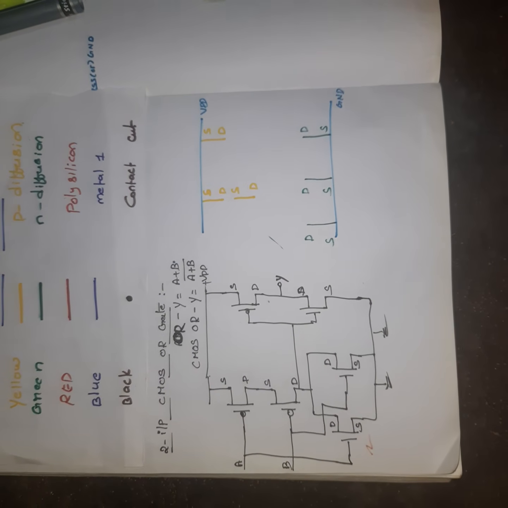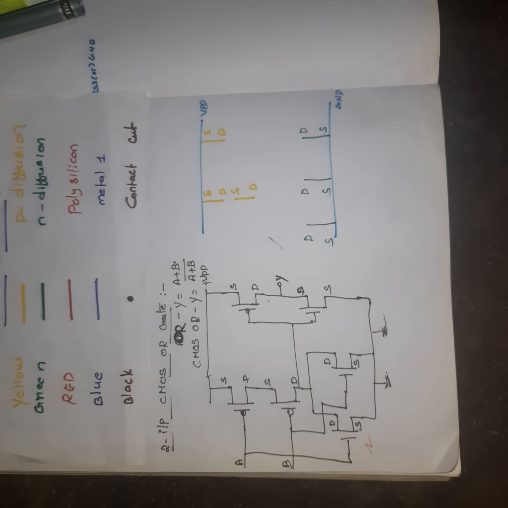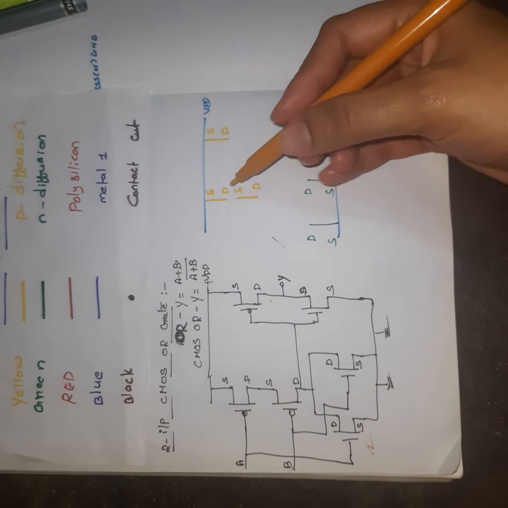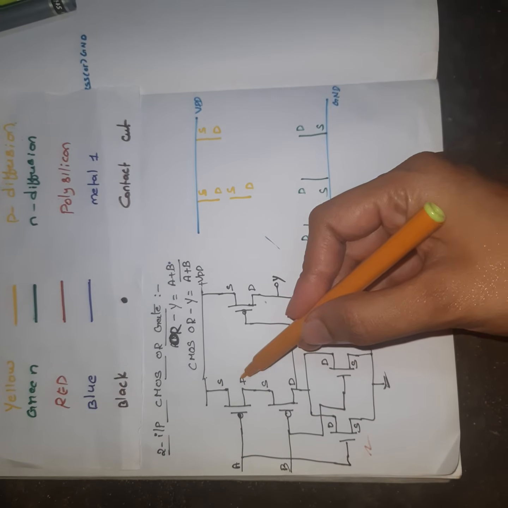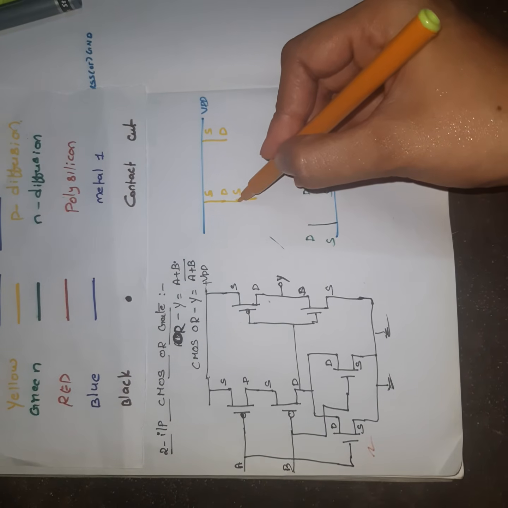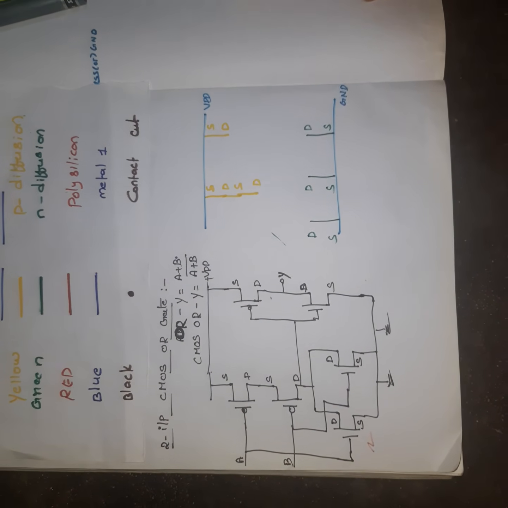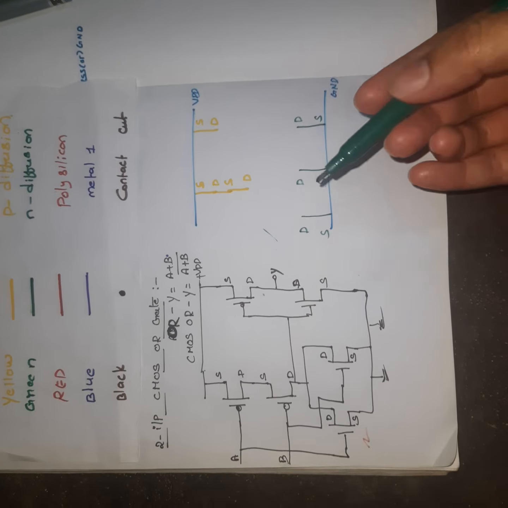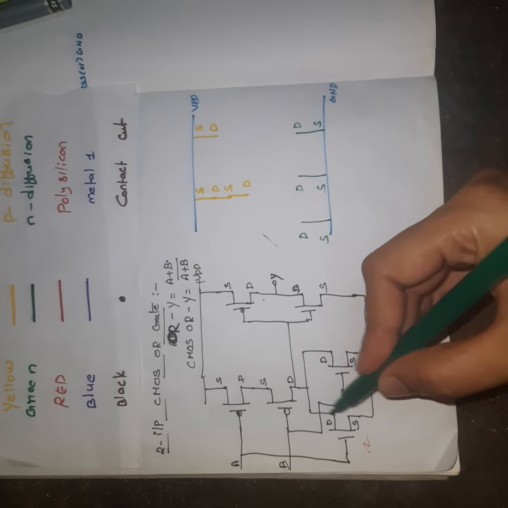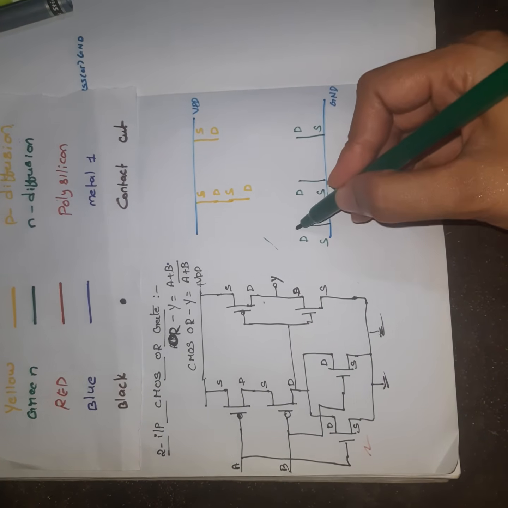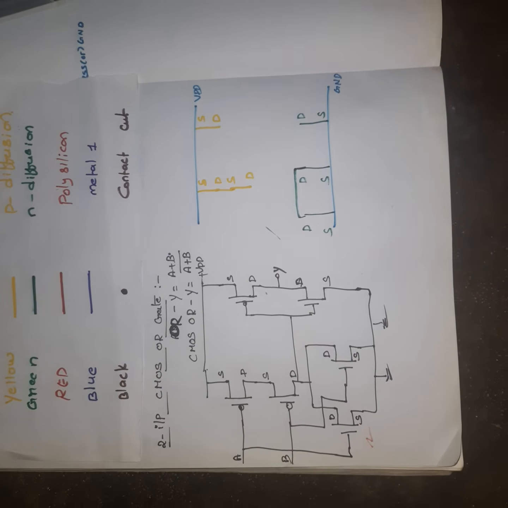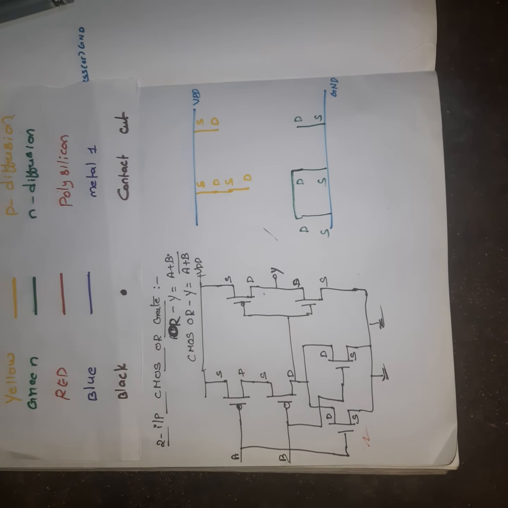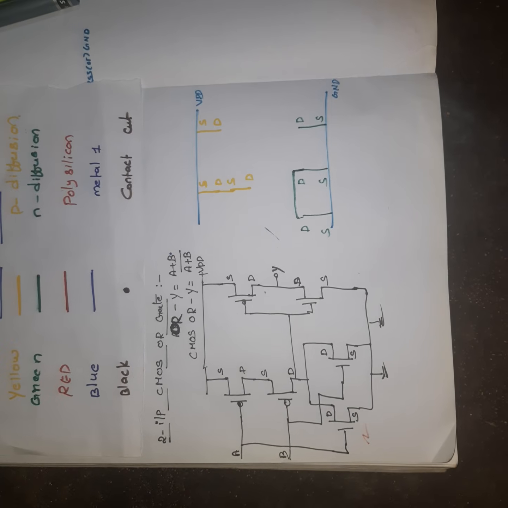The next step is to connect the terminals of N diffusion and P diffusion. In P diffusion, the drain is connected to the source here. Drain is connected to source. Next, N diffusion, the same using the green color. Two drains are shorted together. Okay, completed.